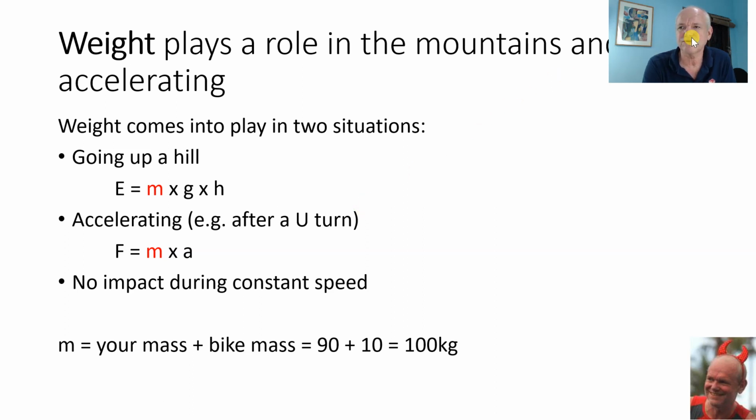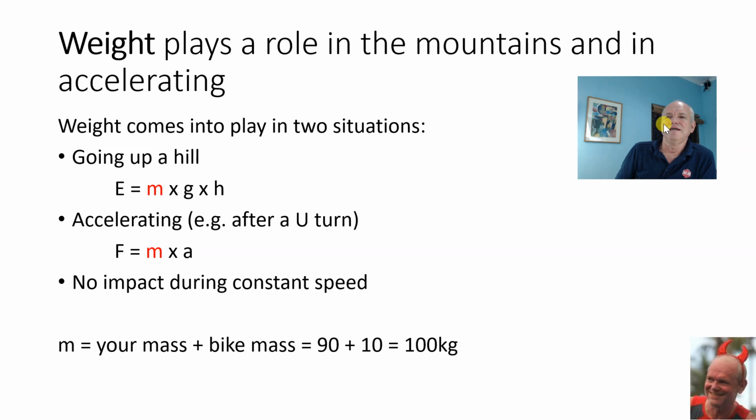And now we have also the problem of the weight. The weight comes into play only in two situations, which we don't have so much in triathlon. Number one is if we are going up a hill. There, for the energy, there is a relationship to the mass. The higher the mass, the more energy we have to put into it. The second one is if we are accelerating. That usually is after a U-turn where we really have to brake and then we have to accelerate again. There we have also for the force this formula, also very easy, and there we also have the mass. Only for these two parts it is relevant.